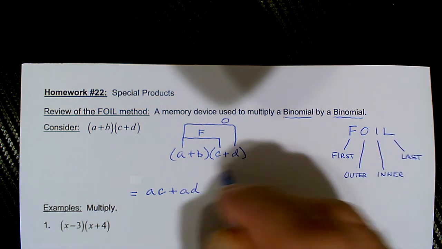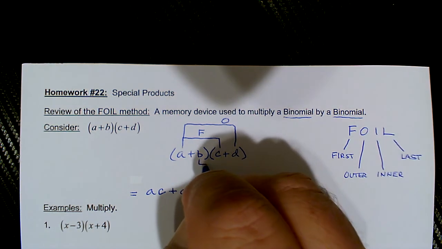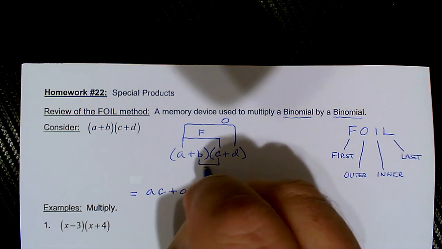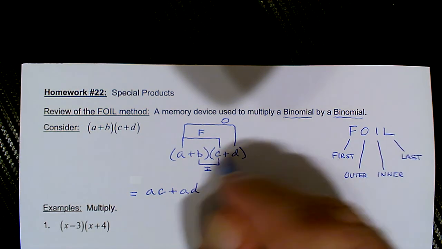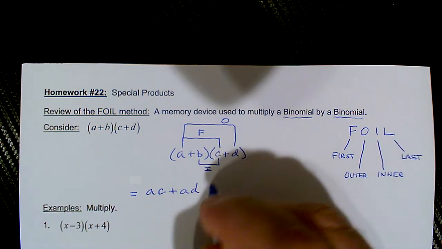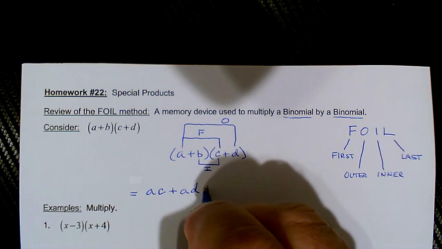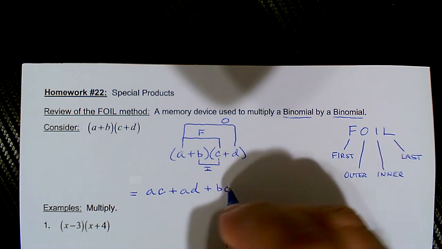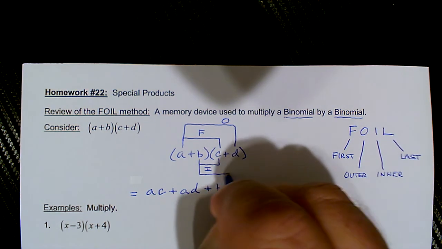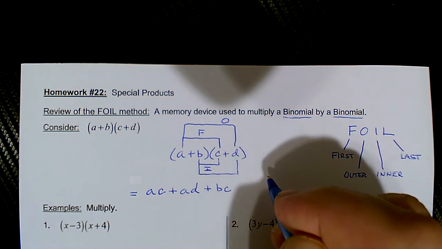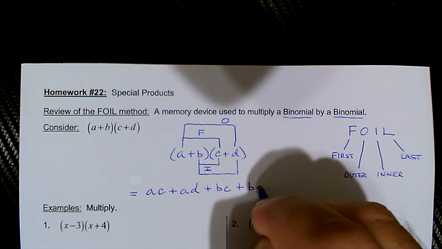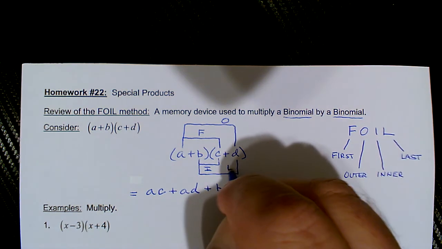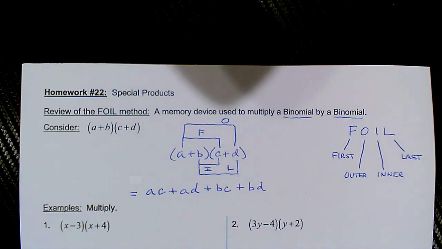So we're done distributing the A, now we distribute the B. So B is distributed to the C, and that's referred to as the inners. The outer meaning the outer product, inner meaning the inner product. So the inner gives us plus BC, and then we have the last term of each binomial to give us plus BD, and that's considered to be the last. So that's our FOIL method, as you should recall.